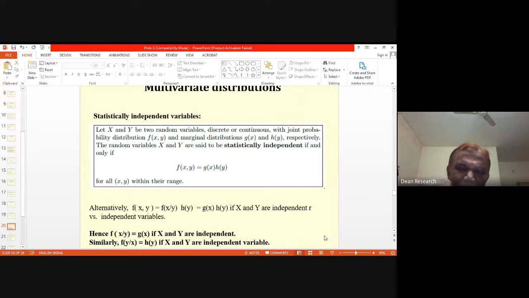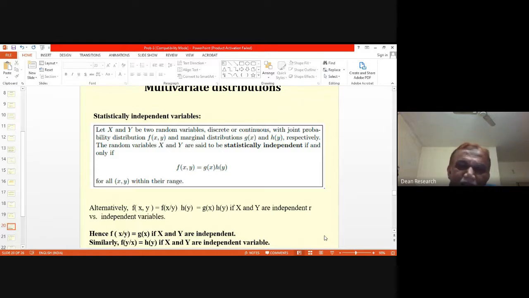What does this actually mean? It is very simple. See here below, I have written alternatively, f of x comma y is equal to, you also know this, right? f of x given y into h of y. Because while defining, we said f of x given y is equal to f of x comma y divided by h of y. I have just taken h of y to the other side and interchanged the sides. You get this, f of x comma y is equal to f of x given y into h of y.